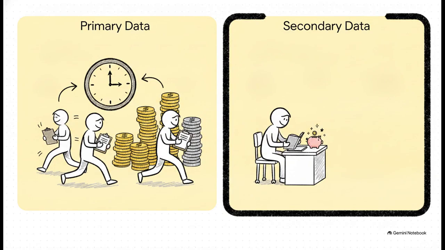The third and final core difference comes down to the cost of collection. Gathering primary data is a massive undertaking. It involves high expenses in terms of money, immense amounts of time, and frankly, a ton of human energy. You have to hire field workers, train enumerators, physically travel to the sources. It is a highly costly proposition for sure.